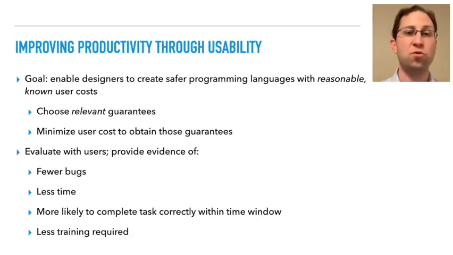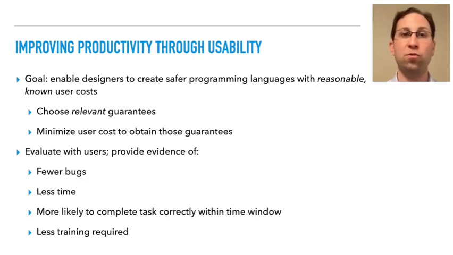In this work, we view programming languages as user interfaces that programmers use to achieve their objectives. Our goal in this work is to enable language designers to create languages that make programmers more effective by taking user needs into account directly. We choose safety properties that are relevant to users, and then design languages that provide those properties as effectively as possible. Then we evaluate to see whether we succeeded.